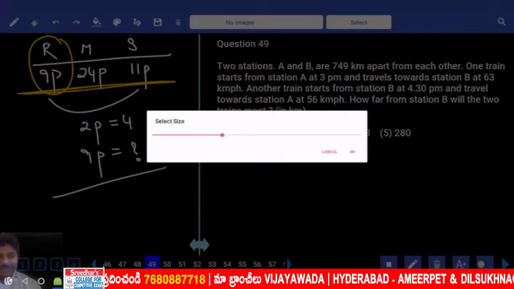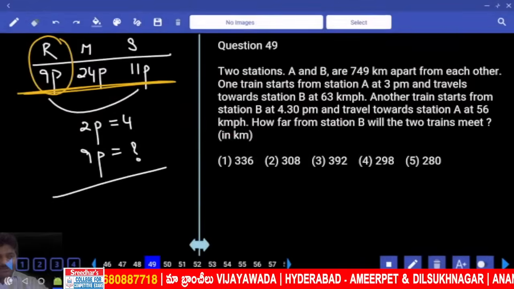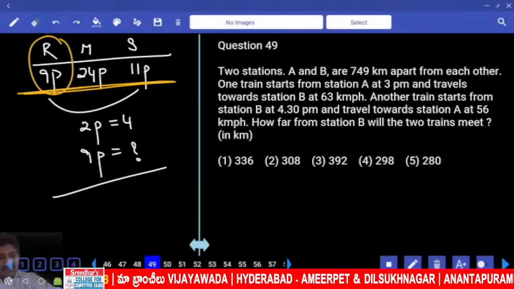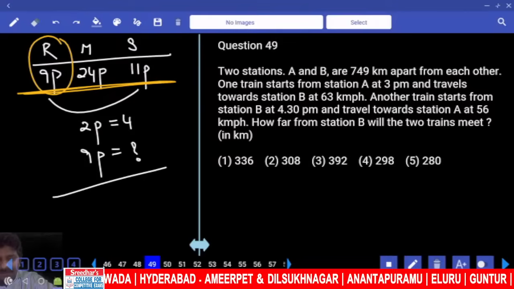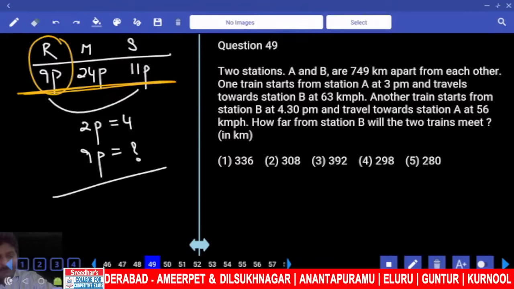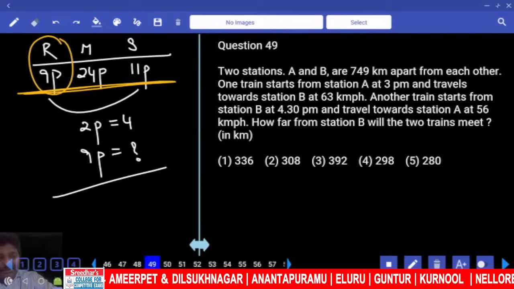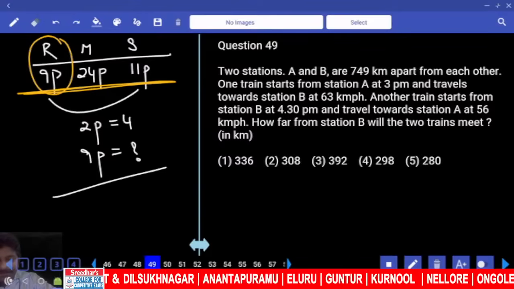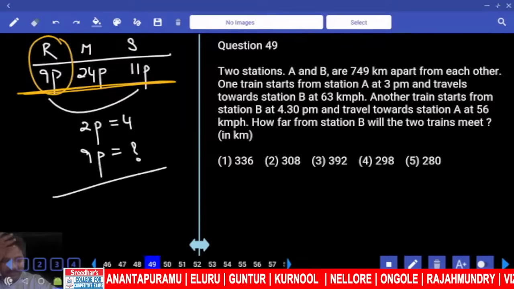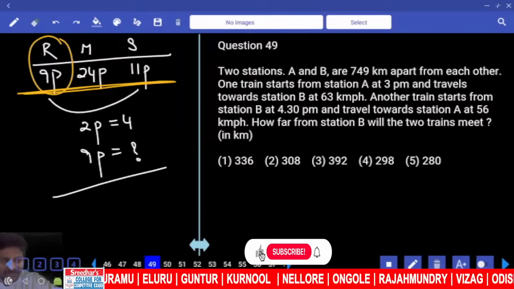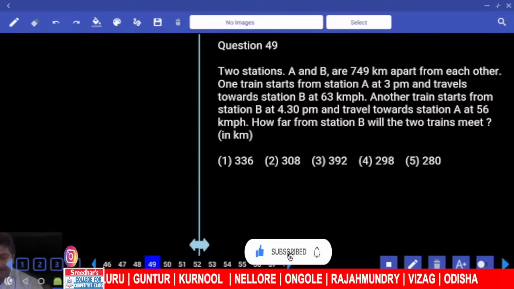Two stations A and B are 749 kilometers apart from each other. One train starts from station A at 3 p.m. and travels towards station B at 63 km per hour. Another train starts from station B at 4:30 p.m. and travels towards station A at 56 km per hour. How far from station B will the 2 trains meet?